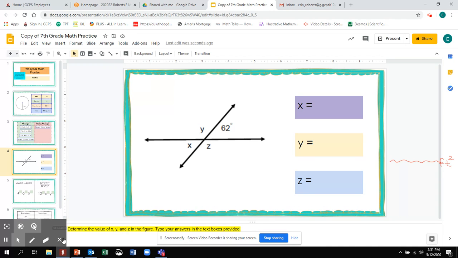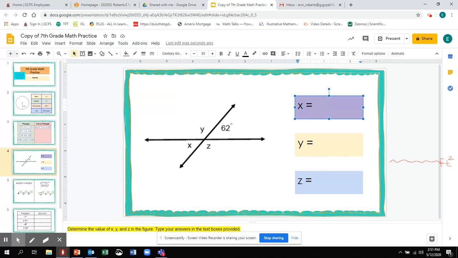For this problem, we're going to figure out what the measurements are for each angle. So we're going to find x, y, and z. Now to do this, we need to know things about supplementary and vertical angles. When I look at this, I know that x is opposite of 62. Because they're opposite of each other, we know that they are vertical angles. So that means that the value of x is going to be 62 because all vertical angles are congruent.